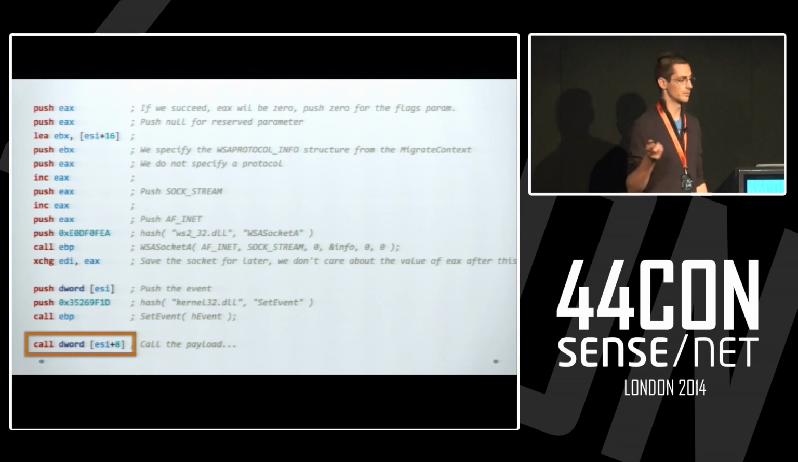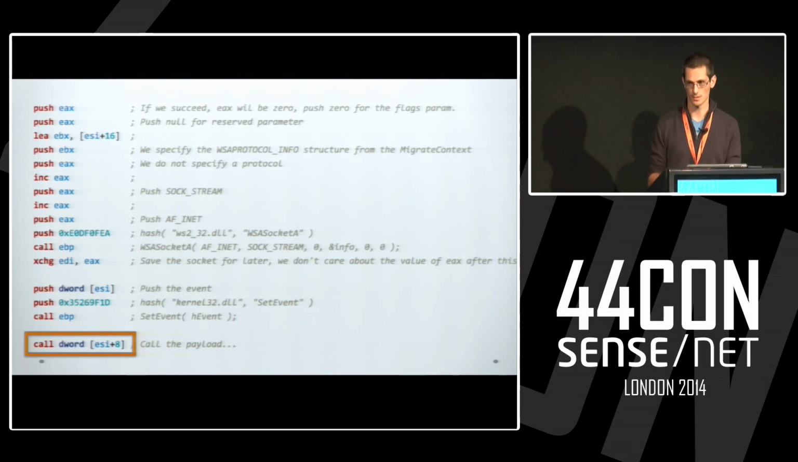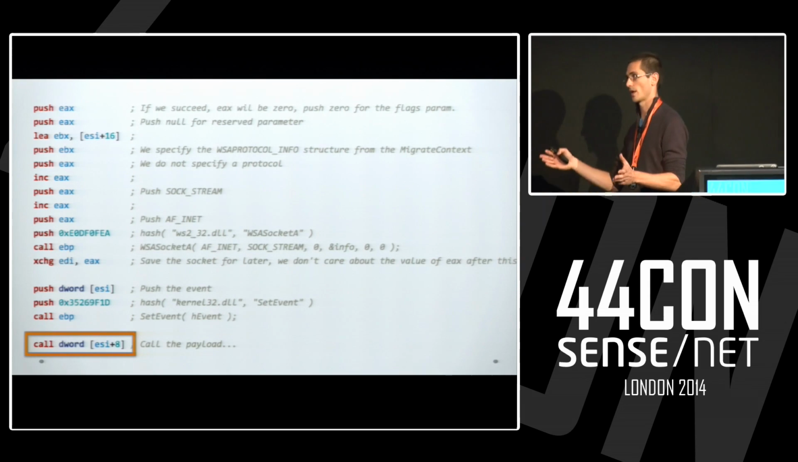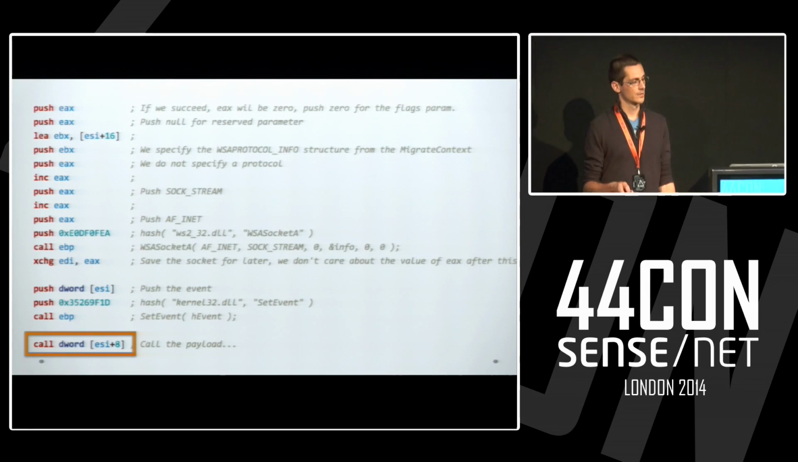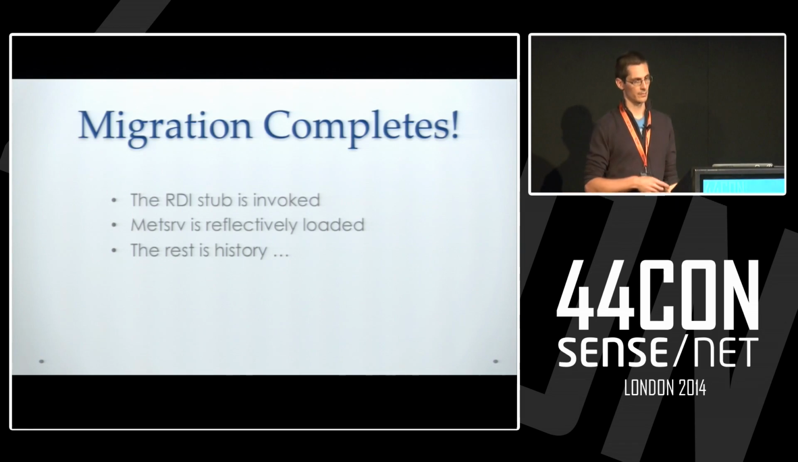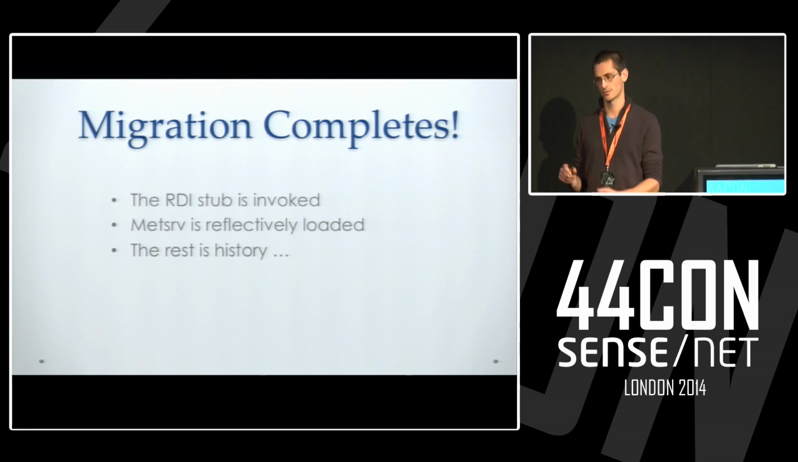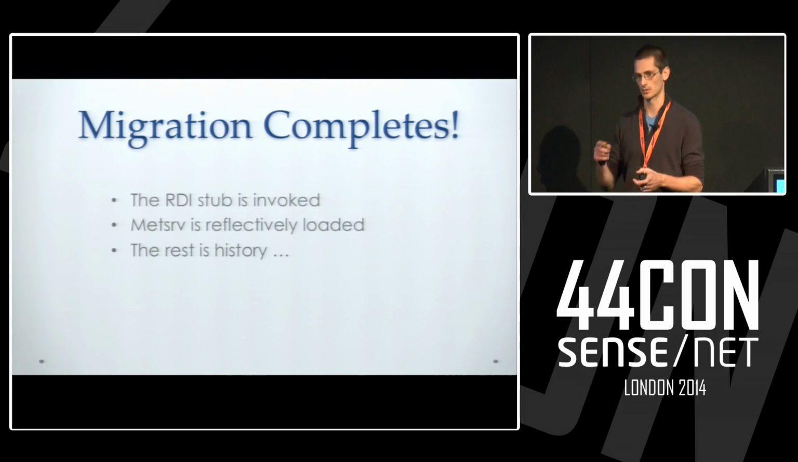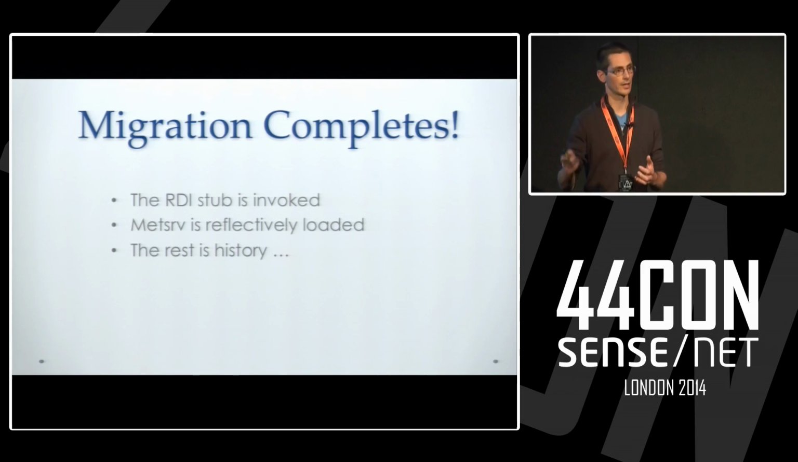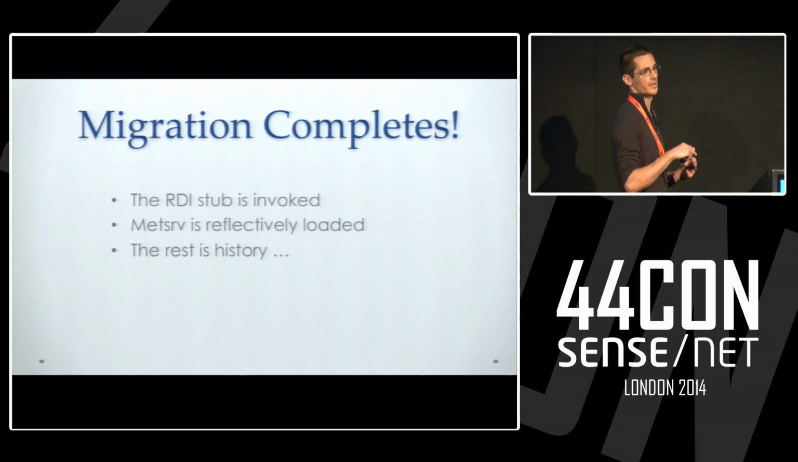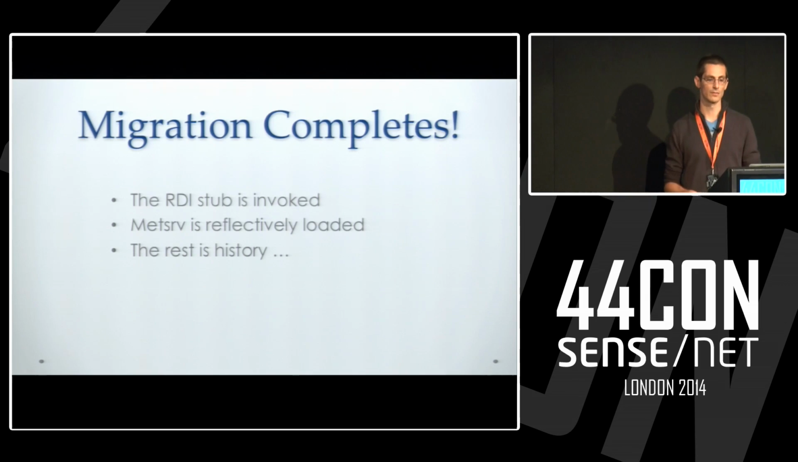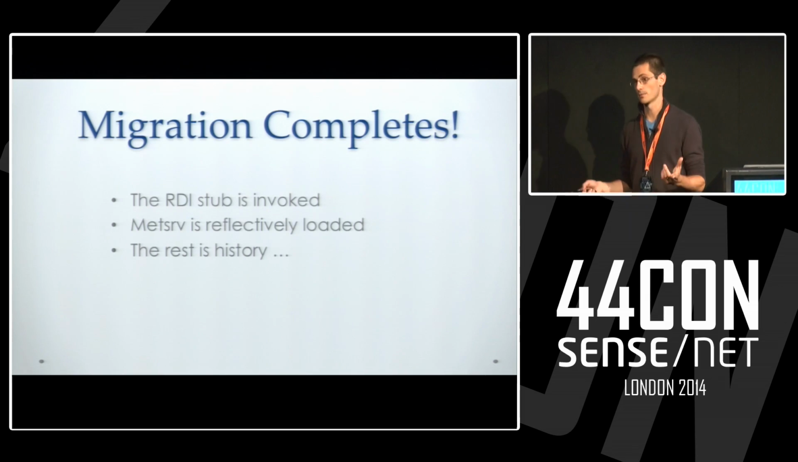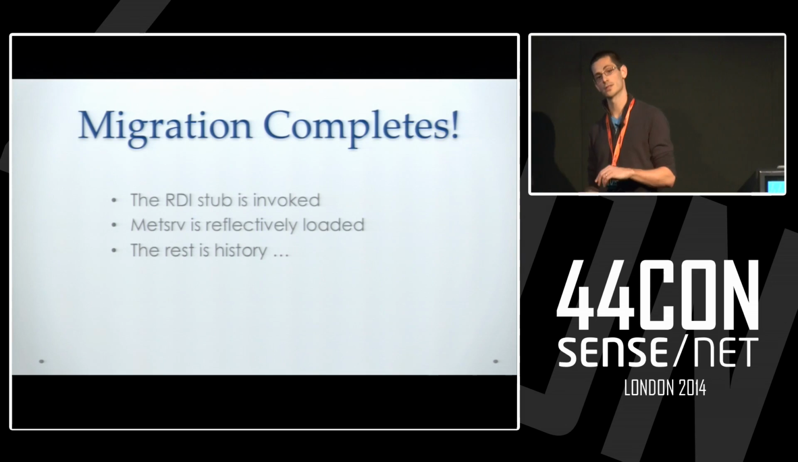And here, all we're going to do is invoke the payload. So ESI plus 8, which is 8 bytes past the event handle, is the start of the payload. Off you go. So at this point, this is when migration actually completes, because the RDI stub is invoked, the little bootstrapper is invoked, metsrv is reflectively loaded, stdapi goes up, priv goes up. Metasploit then pushes up all the extensions that you already had loaded, pushes the port forwards over, just like I said before, and we're basically back to where we started, but living in another process.